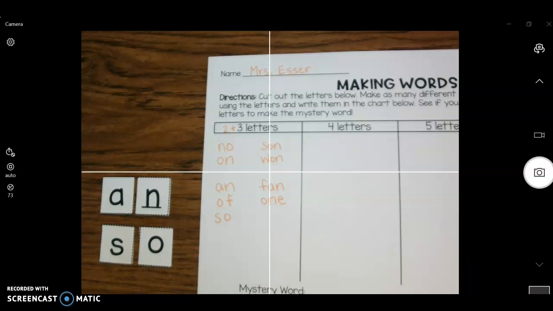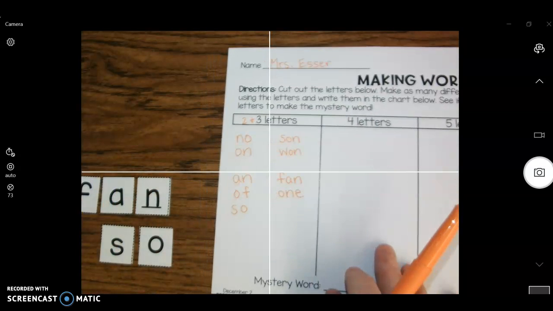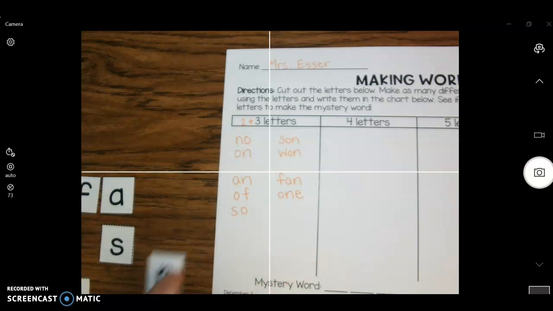Then I found the word fan. I put the F right here. Fan, F-A-N. So I wrote that here. And then I also found the number 1, O-N-E. The word one. All right, I wonder if you found some other words. I can't wait to see what those are.